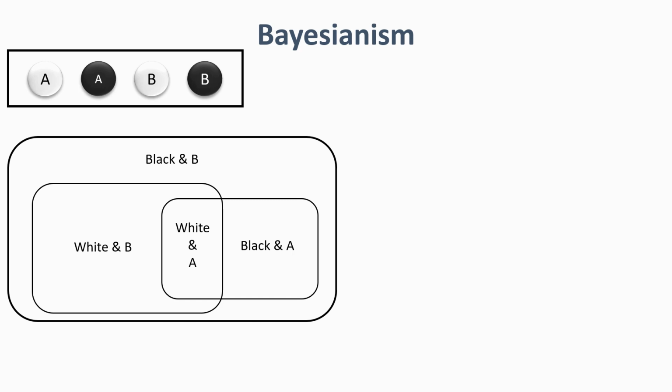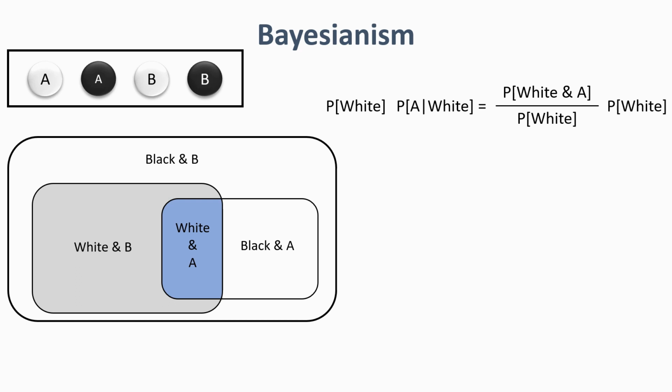Now let's introduce conditional probabilities. What is the probability that it is an A ball given that we know it's a white ball? This region is the white balls. Knowing that the ball is white, what's the probability that it is also A? It's the probability that it's white and A relative to the probability that it is white. So we divide the probability of white and A by the probability of white. Now, let's multiply both sides by the probability of white and we get this. The probability of white and A is the probability of A given white multiplied by the probability of white.